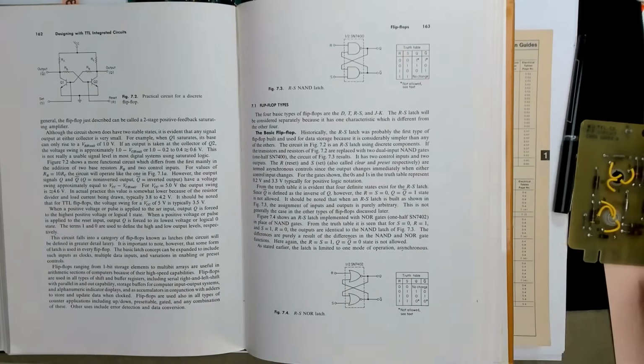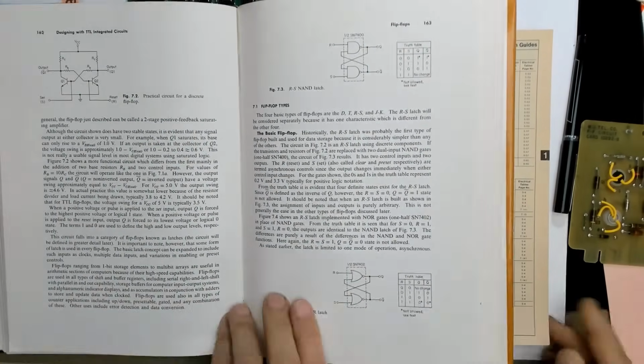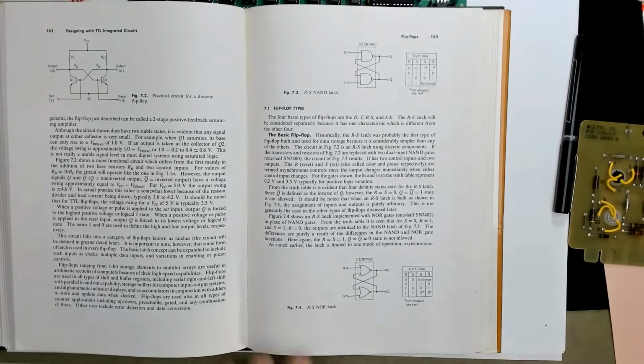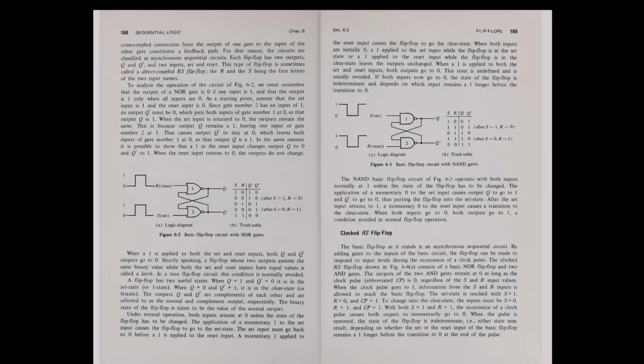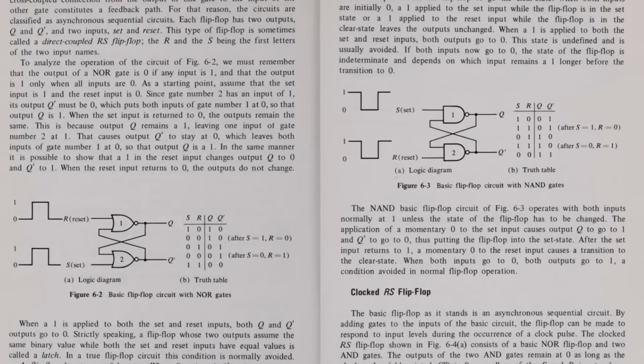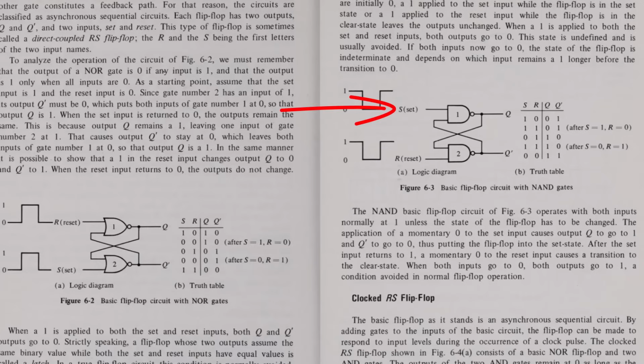Let's briefly look at a couple of ways of making a flip-flop using cross-connected gates, and I presume that most viewers are already familiar with this, so I'll be pretty brief. We can cross-connect a pair of NOR or NAND gates. It's got two inputs. One will set the flip-flop, and the other will clear the flip-flop. And it's going to have two outputs, a Q and a not Q.